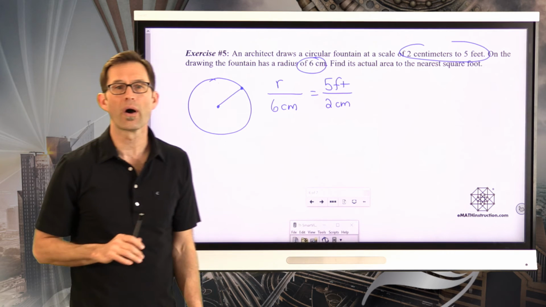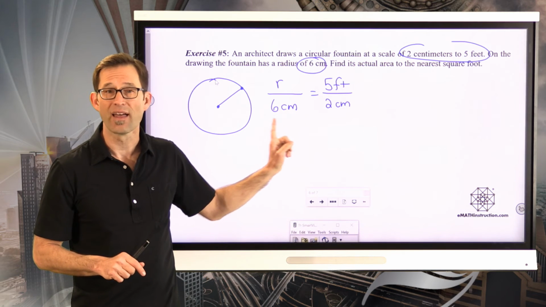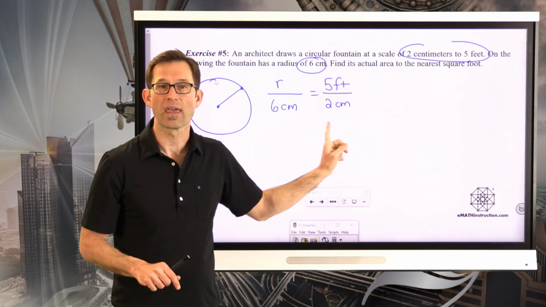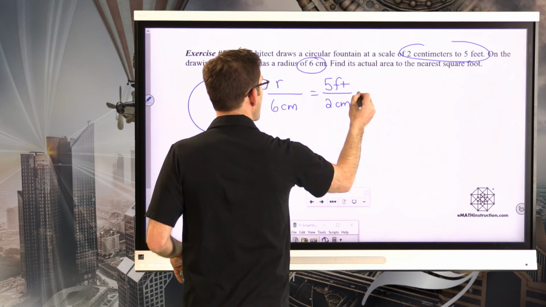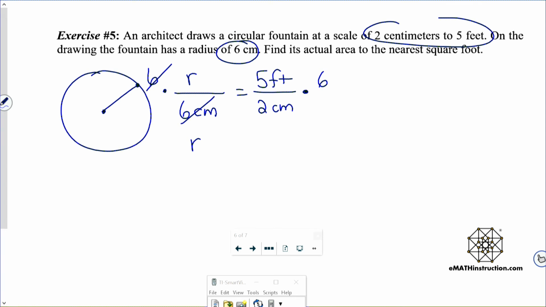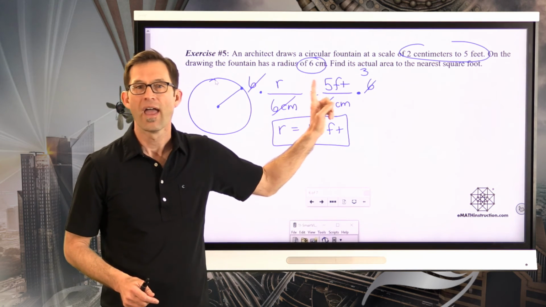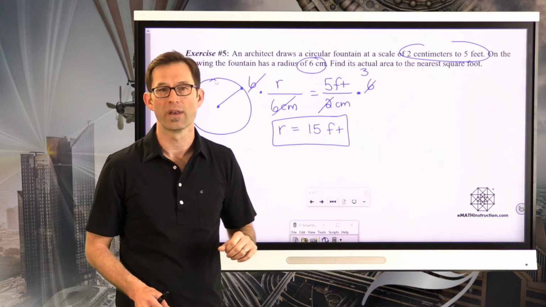Remember when we did scaled drawing work just a few lessons ago, right? So what I'm really looking for, divided by its length that's been scaled, compared to the real world distance and its scaled length. Now, of course, I can just multiply both sides by 6 in order to isolate the r. 2 goes into 6 3 times, and I find that my actual radius of my fountain is 15 feet, which kind of makes sense, right? I mean, here I've got 6 centimeters on the picture. Every 2 centimeters is worth 5 feet. I've got 3 of those, so I've got 15 feet of radius.